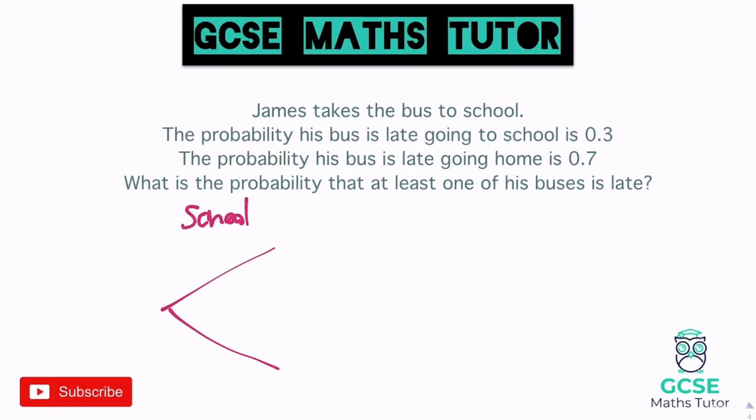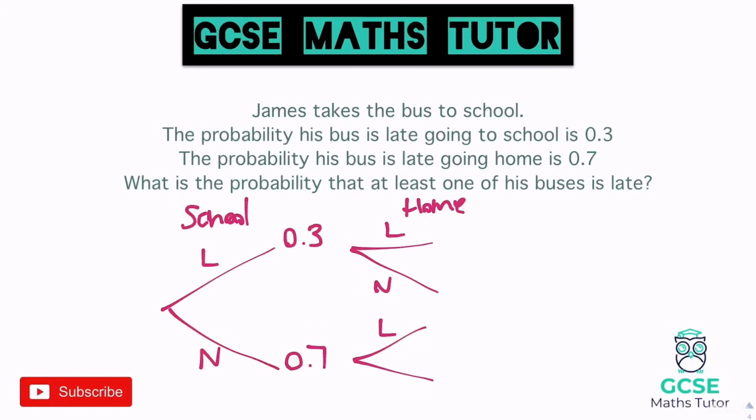But when he goes to school, it's either late or it's not late. And the probability of late is 0.3, so therefore the probability that it's not late is 0.7. Then we've got the next branch, which is going home. Now the numbers look quite similar here because we've got 0.7 in there again, but we've got late and not late, and again late and not late. But this time it says going home, the probability that's late is 0.7, so this would be 0.7, and again 0.3, and the same below, so 0.7 and 0.3.